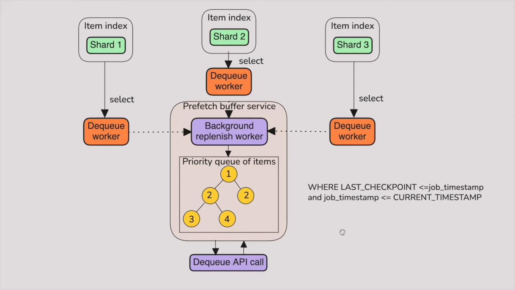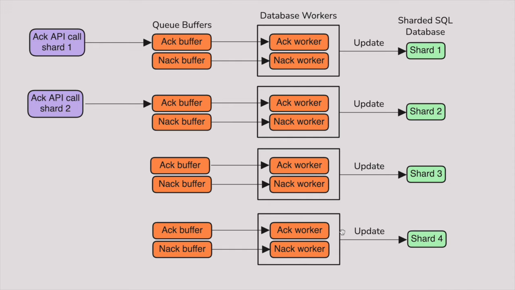As the consumers send an API call to ACK or NACK, we would have two types of buffers. We would have an ACK buffer and a NACK buffer. And for every single buffer, we would have separate workers assigned to it. So for acknowledgement, for instance, we would have a worker that would consume that message from the buffer and then go and update the state of the message in our shard, saying that the message consumption is completed. And for the NACK buffer, we would have a NACK worker that would do the same, but mark the state as pending for delivery.